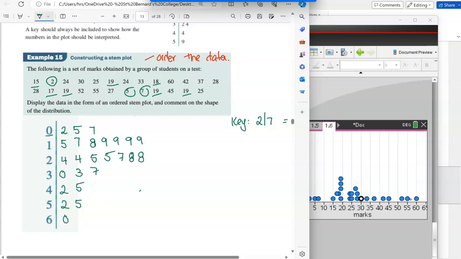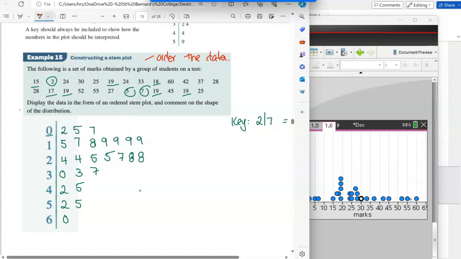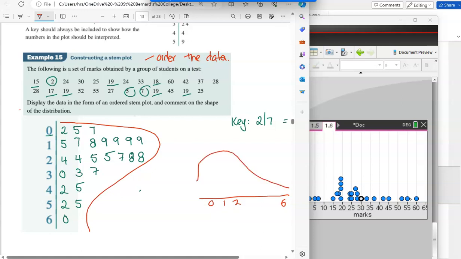So we've got that. Now, if you were to turn this on its side, like this, if we have a look, it would look like this. So what type of shape is that data? Good. So this one you would describe the shape as positive skewed. And that's how we check the shape of a stem and leaf. All right. Okay.